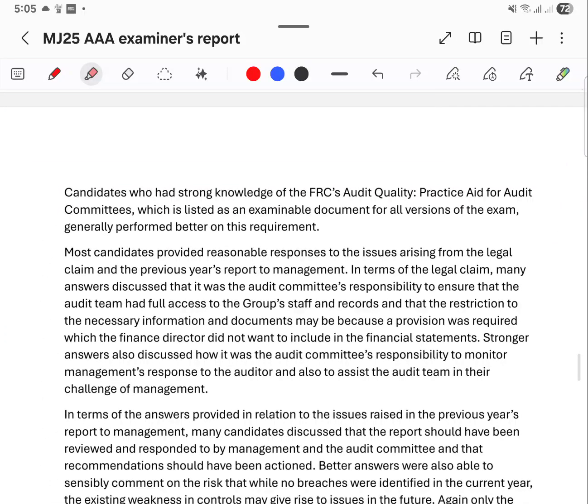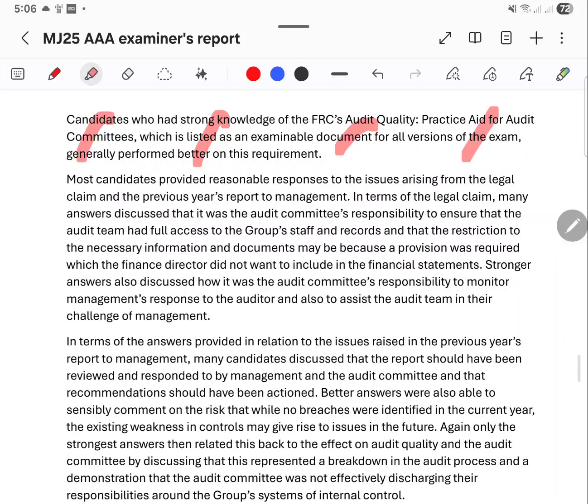So, candidates who had strong knowledge of FRC audit quality did well. Most candidates provided reasonable answers to the issues arising from the legal claim and the previous year's report to management.